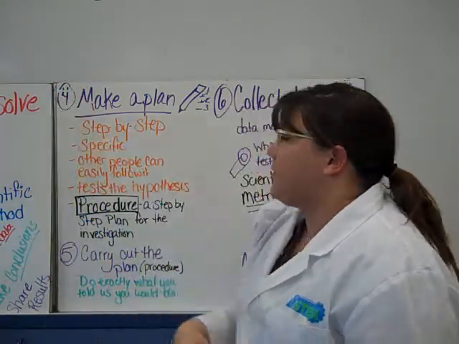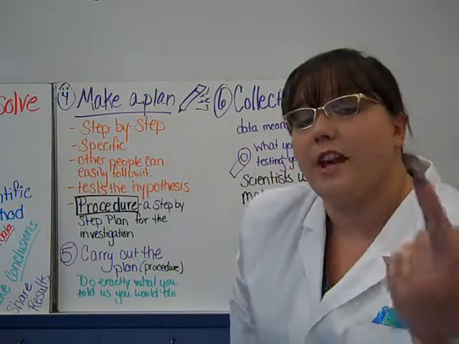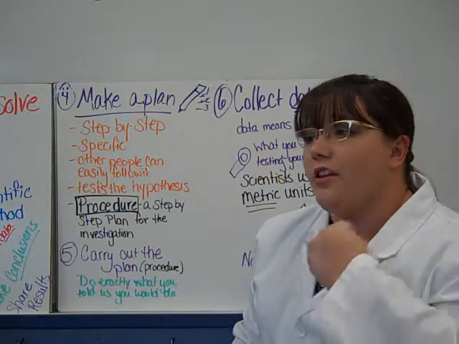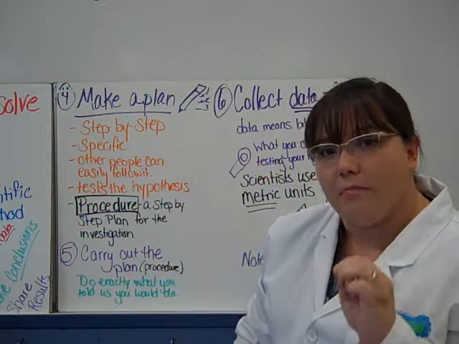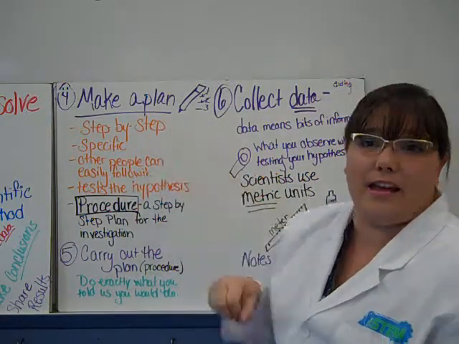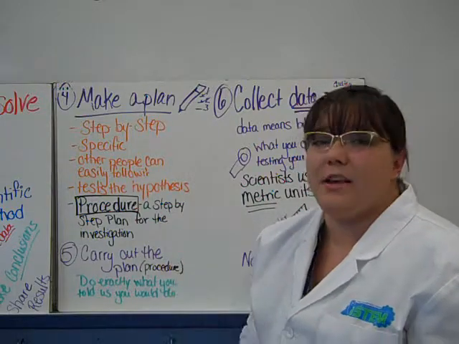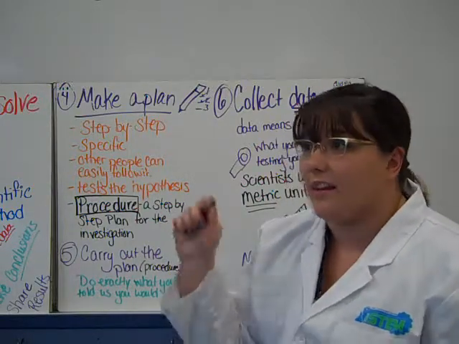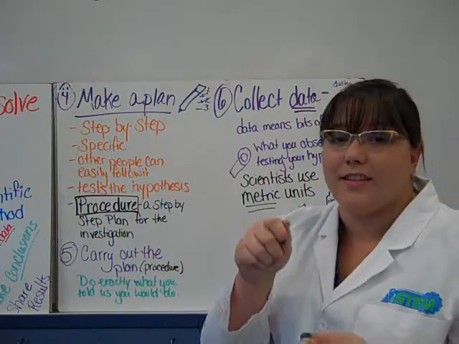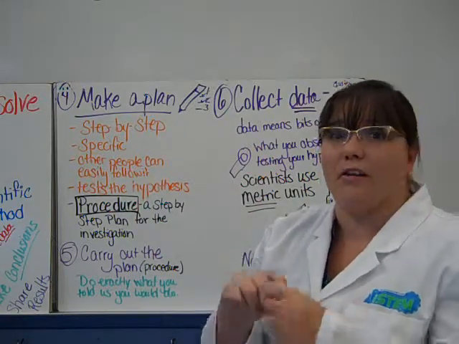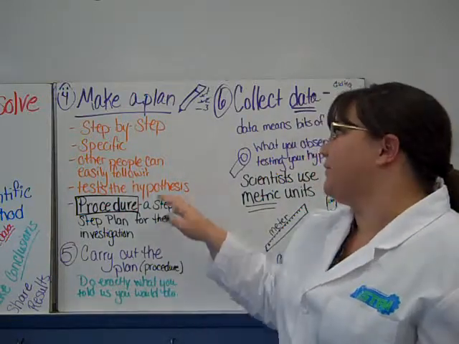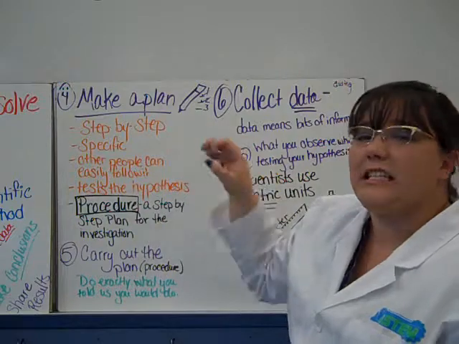Alright, so your next step is you're going to make a plan. You've done your research, you have a question, you've come up with an idea that you think might work. Now you're going to make a plan. This plan is going to be step by step. It's not going to say, put some peanut butter on your sandwich. It's going to say, get a knife, open up the jar, put this specific amount of peanut butter on your bread and smear it generously. Step by step, it's very specific.